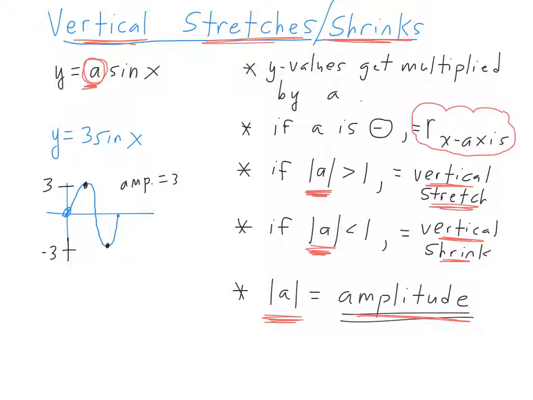If we were to look at y equals 1/4 times the sine of x, this would be a vertical shrink. So now we would be looking at something that might look like that. Vertically it's shrinking, so now it's only going up to a positive 1/4 and going down to negative 1/4. So your amplitude here would be 1/4.